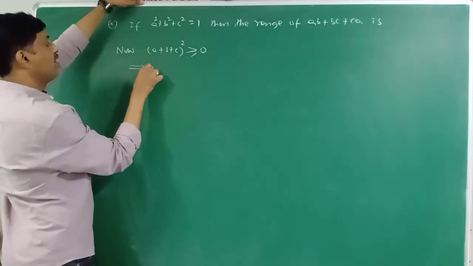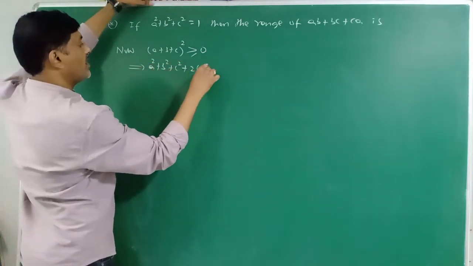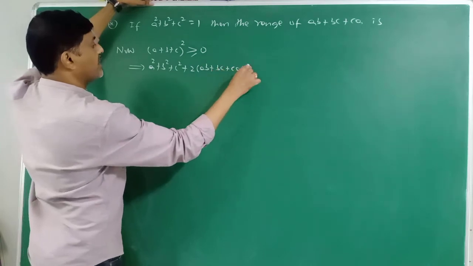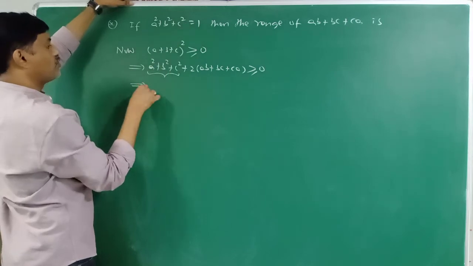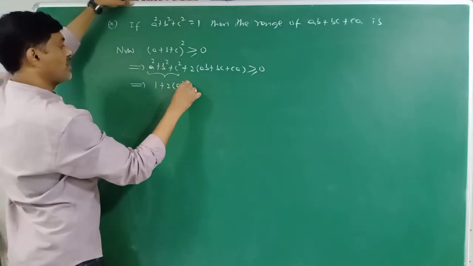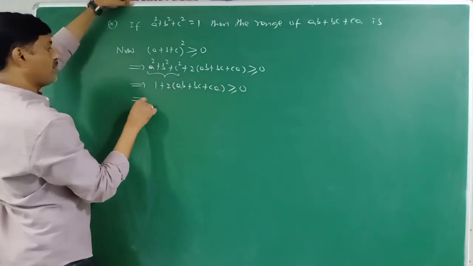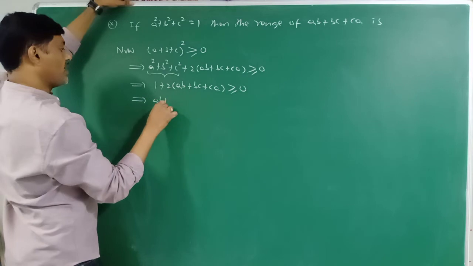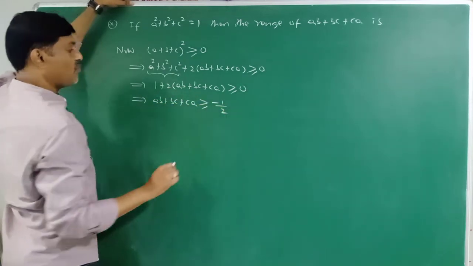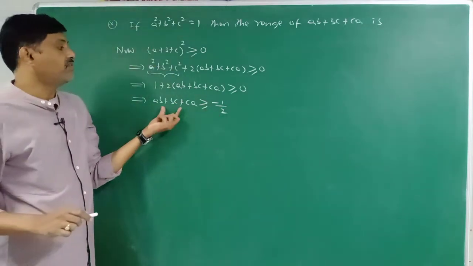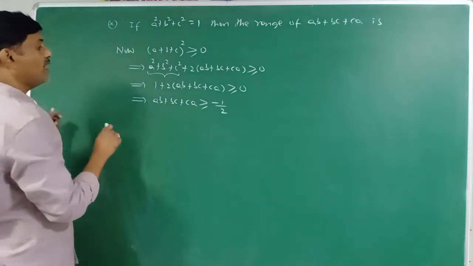Once you expand this, a² + b² + c² + 2 times (ab + bc + ca) is always greater than or equal to 0. This value we already have: 1 plus 2 times (ab + bc + ca) is greater than or equal to 0. This implies, bringing 1 to that side, ab + bc + ca is greater than or equal to minus 1 by 2. So the minimum value of ab + bc + ca is minus 1 by 2.